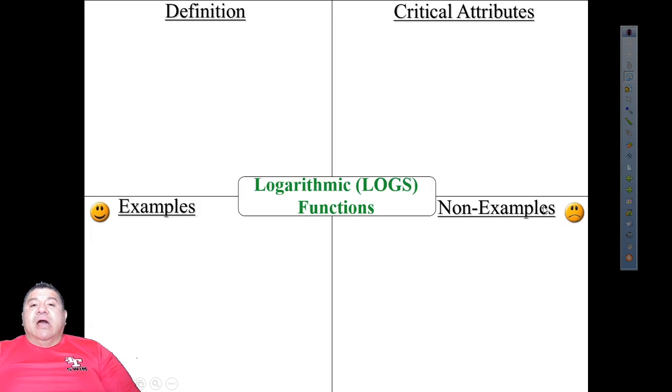Logarithmic functions, or log functions. And by now you should be able to fill this out by yourself without looking at your notes. If you don't know the definition, remember, keep reviewing your notes, and then make sure on the Nearpod you take a picture and send me your notes of this.